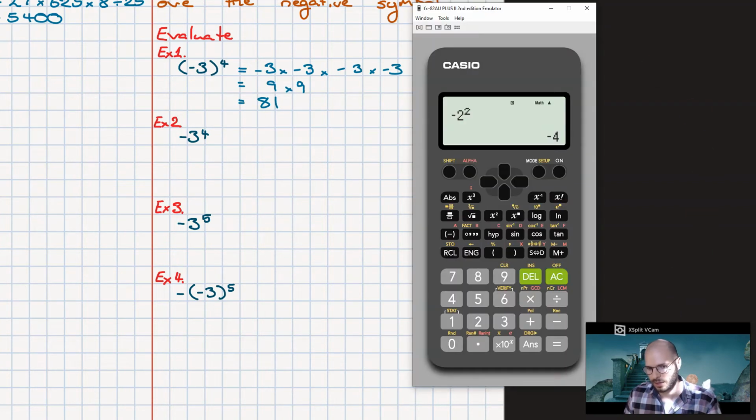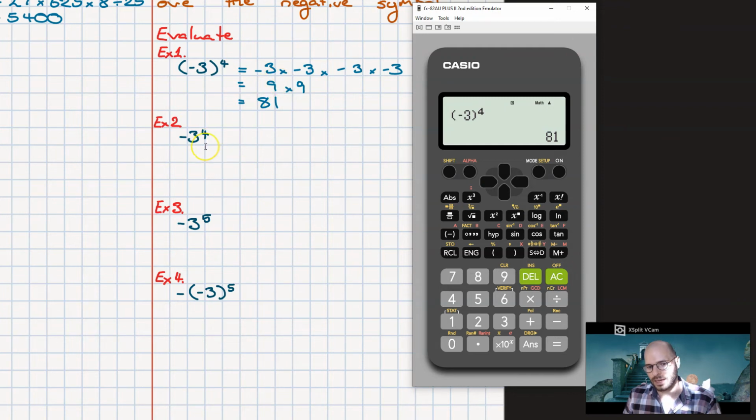Now just to verify I've done that correctly, we'll go in brackets -3 all to the power of 4, and of course it equals 81. If I were doing this in a test or in real life, when evaluating this indice, I'd simply put it in the calculator like this and it would tell me 81. I wouldn't go through this process, but it's still essential that I understand what's going on behind the scenes.